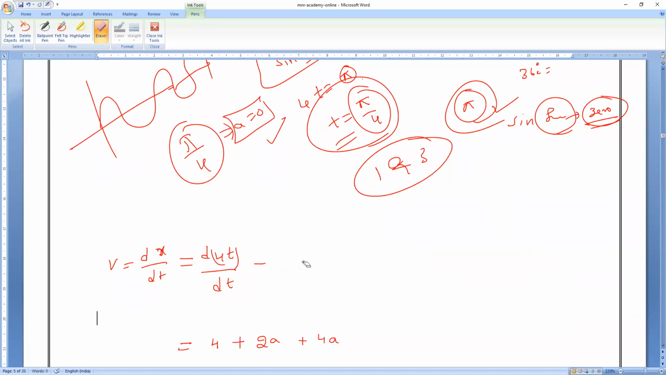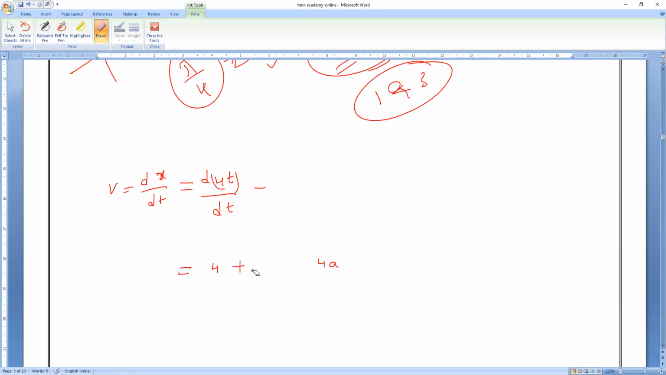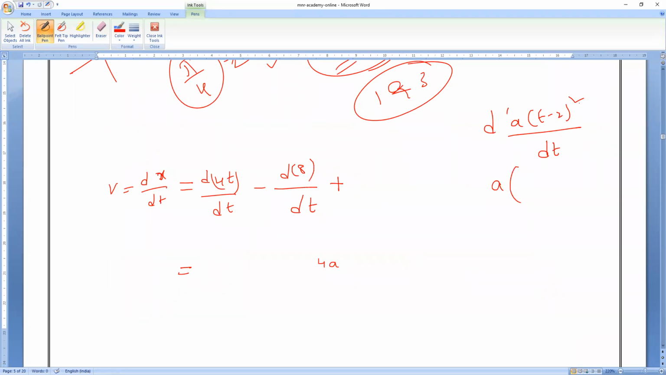So now directly I'll apply that. So differentiation of 4t by dt. Next, minus of the second one. Differentiation of 4 divided by dt plus. Now directly I am applying differentiation of a into (t minus 2) whole square divided by dt. Can you tell me, differentiation of a is constant? If a is constant, what will come here? Differentiation of t square by dt. How much? 2t. Is it right?